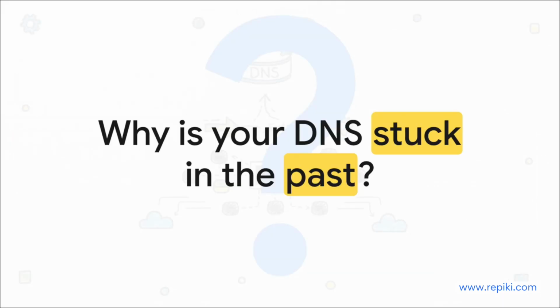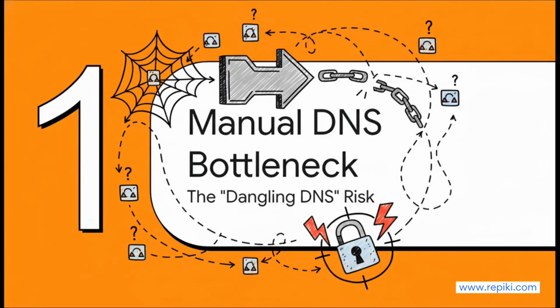So, this leads to the big question, right? Your applications are deploying all the time. Your infrastructure is scaling up and down automatically. So why is your public DNS still getting updated by hand like it's 2005? This gap isn't just inefficient, it's a major operational risk. Let's dive into that risk.